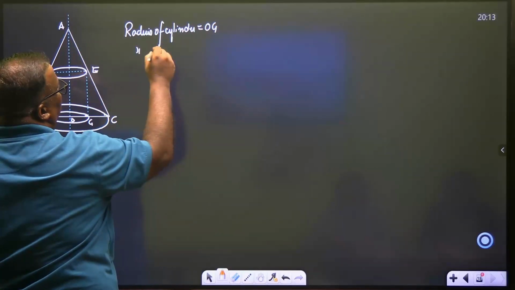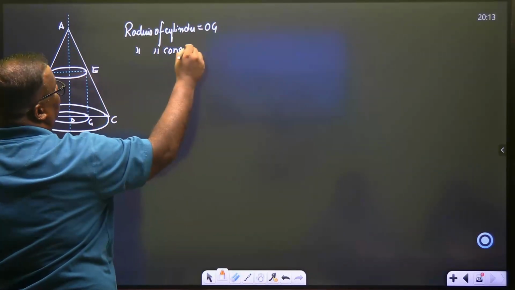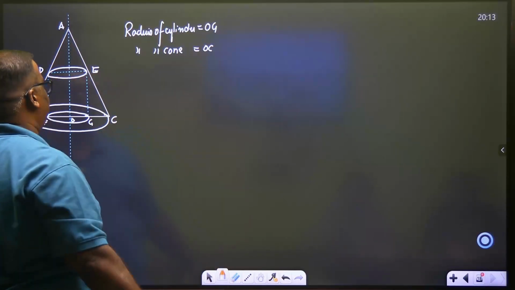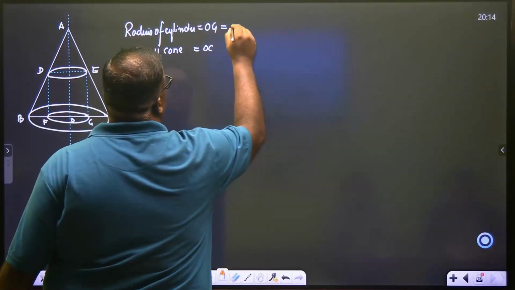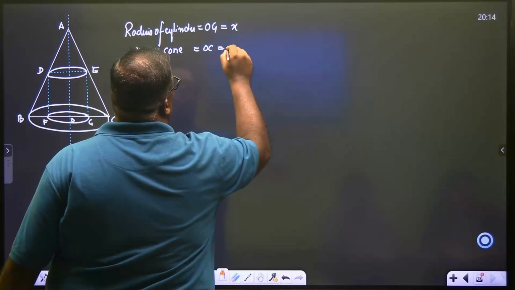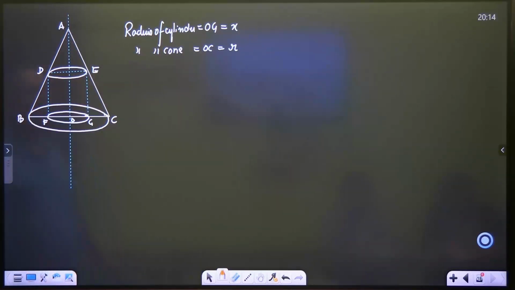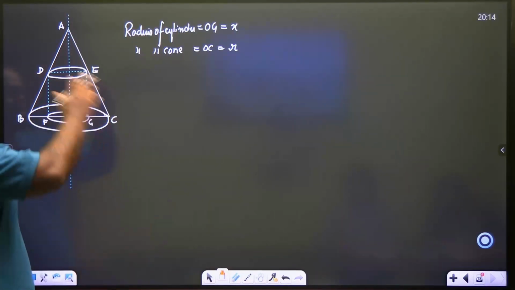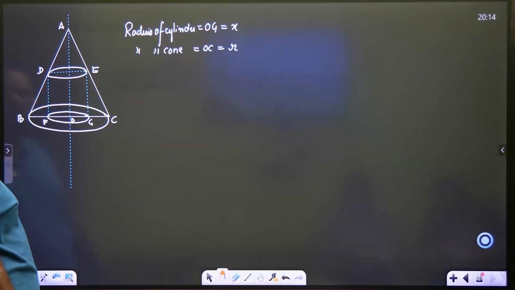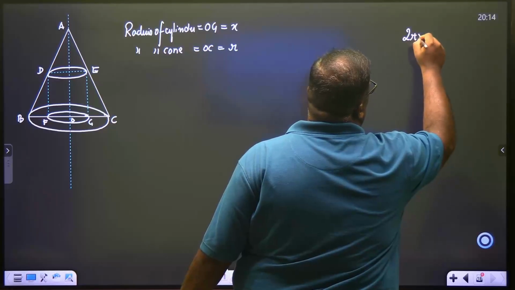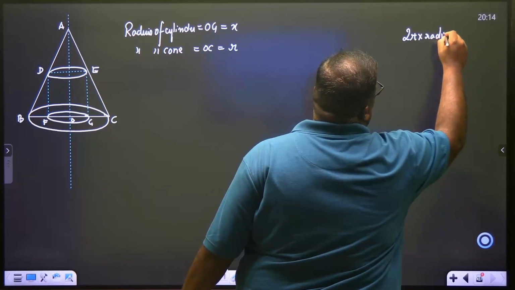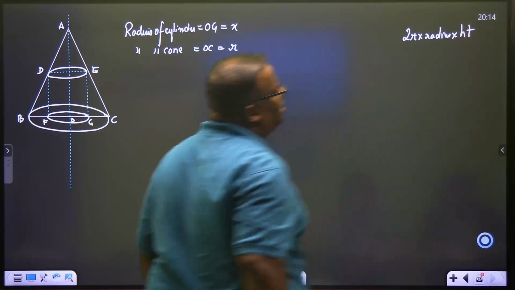Then the radius of cone. What is the radius of cone? OC. Okay, and we have to name them something. So let's say the radius of the cylinder is X and the radius of the cone is R. The cone is frozen. Now you have to find out what happens to the curved surface area of the cylinder. What is the curved surface area of a cylinder? A curved surface area of a cylinder is 2 pi into radius into the height of the cylinder.